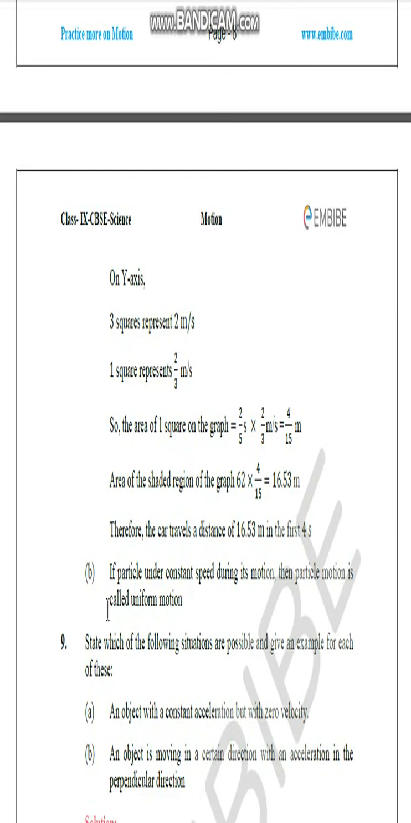And the last part B: if a particle moves with constant speed during its motion, then the particle's motion is called uniform motion.